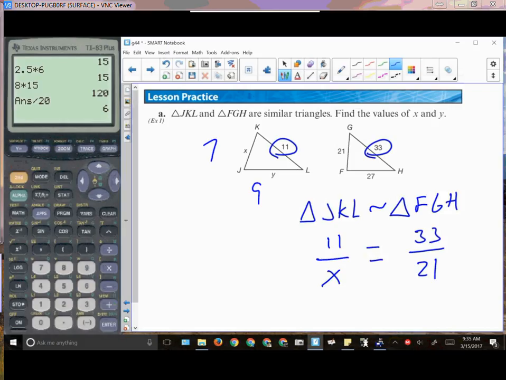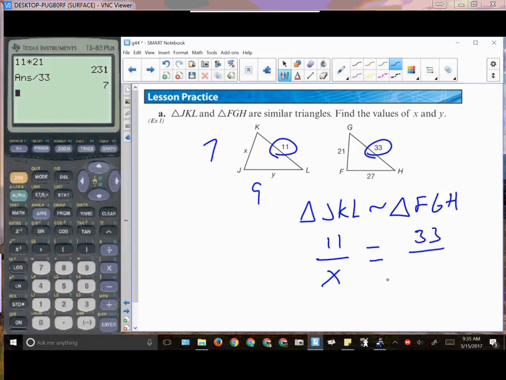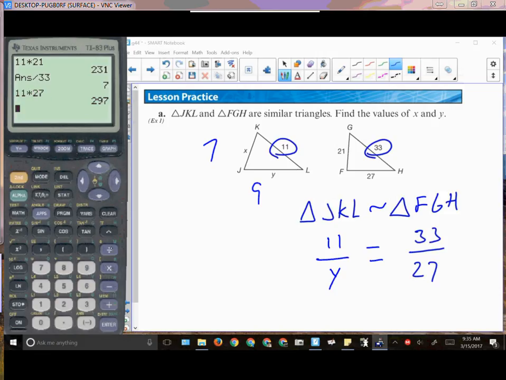So if I've got that, that means I am going to take 11 times 21, divide by 33, and I end up with 7. Absolutely correct. So if I try the other one, where we have 27 over here and I have y over here, that means it would be 11 multiplied by 27 divided by 33, and I end up with 9. Absolutely correct.